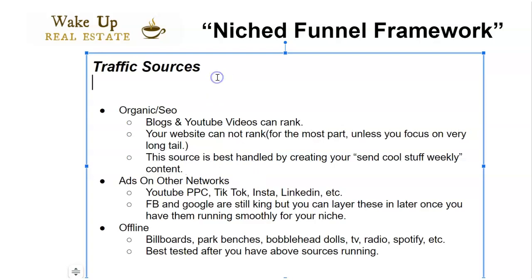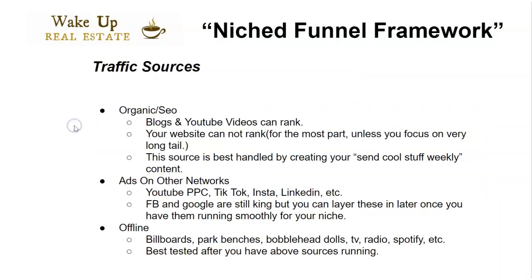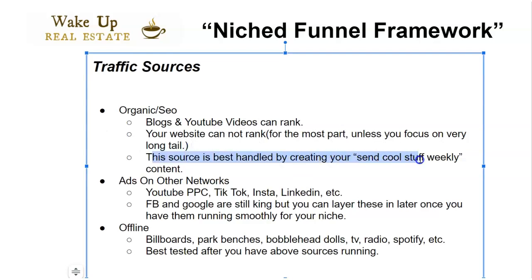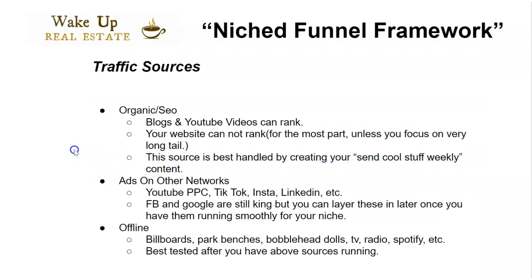And the best way for you to get SEO is actually to create blog posts and YouTube videos and other social content that over time will get you to rank naturally. You actually have a better chance of ranking a YouTube video, for example, around a specific title and keywords than you do a blog post on your own site. So I'm asking you to forget about organic and SEO, but just know that in the process of creating cool stuff, which is one of the ingredients in our follow-up, you're going to naturally start to rank for things and get traffic. So this source is best handled by creating your weekly content.